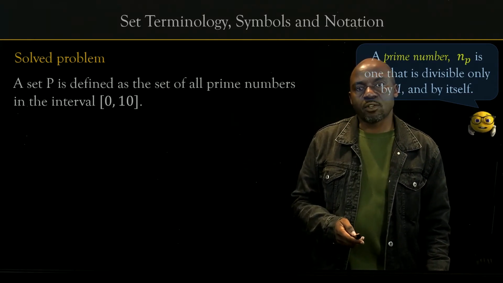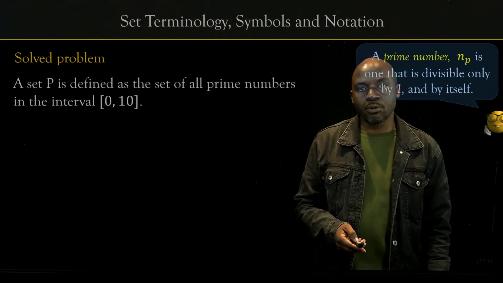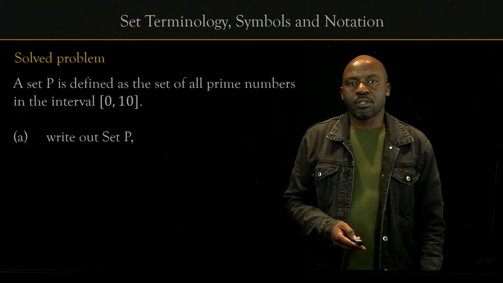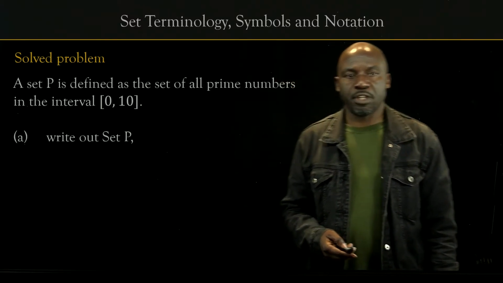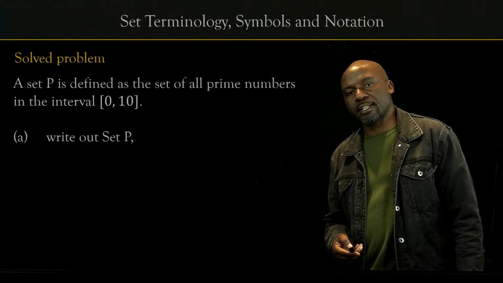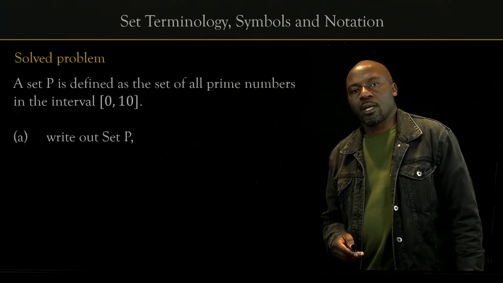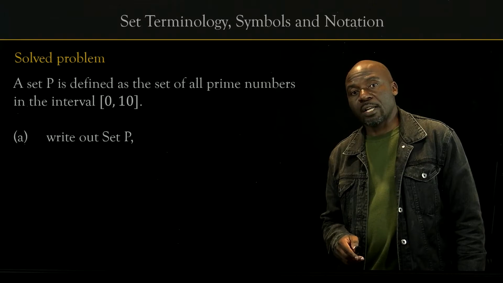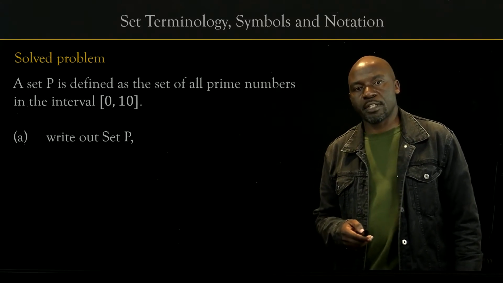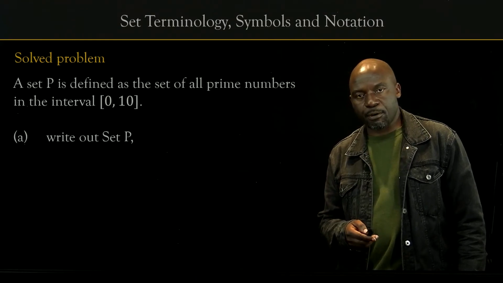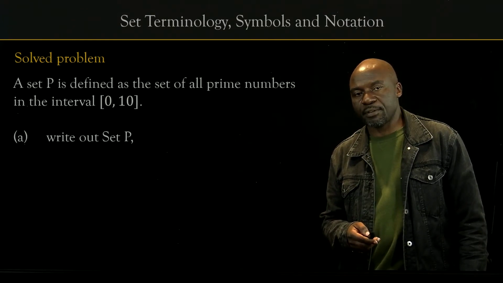All right, the first question I think is for you: write out the set P. So pause the video and write down the prime numbers that lie between 0 and 10. If you've done that right, you should know that 1 is not a prime number, just in case you wrote it down, because it fails the definition that we just gave for prime numbers. So 1 is not there definitely.